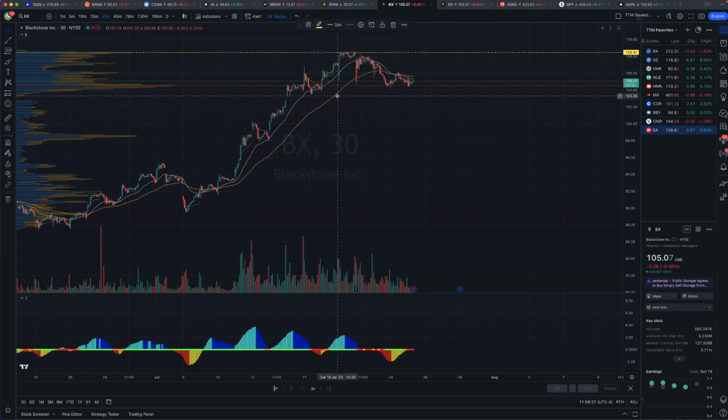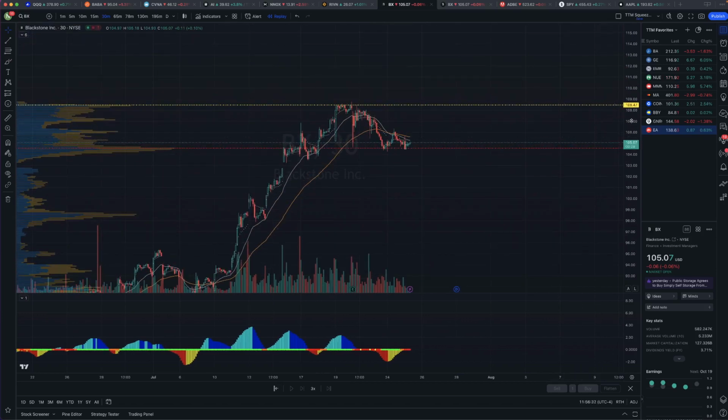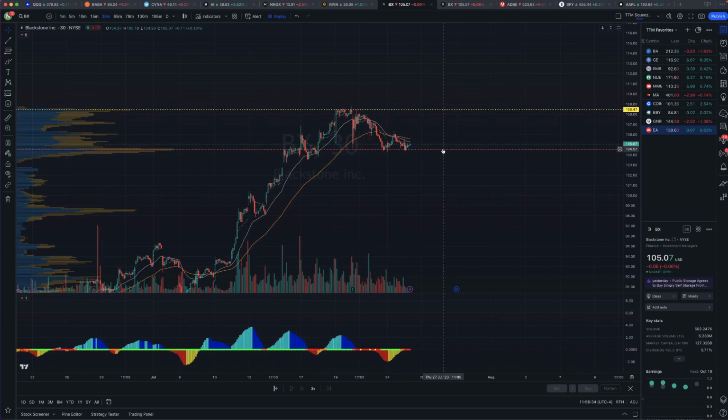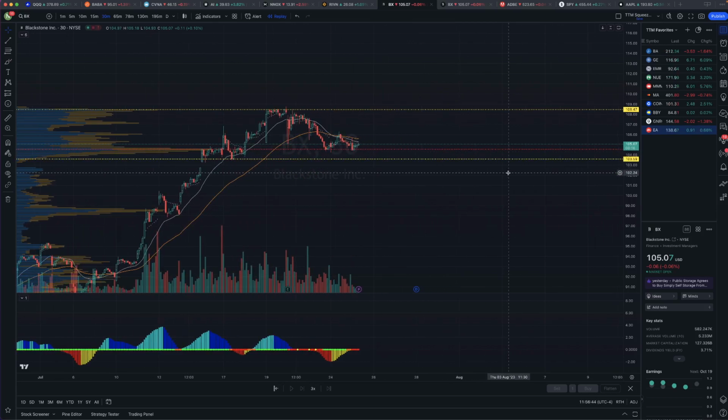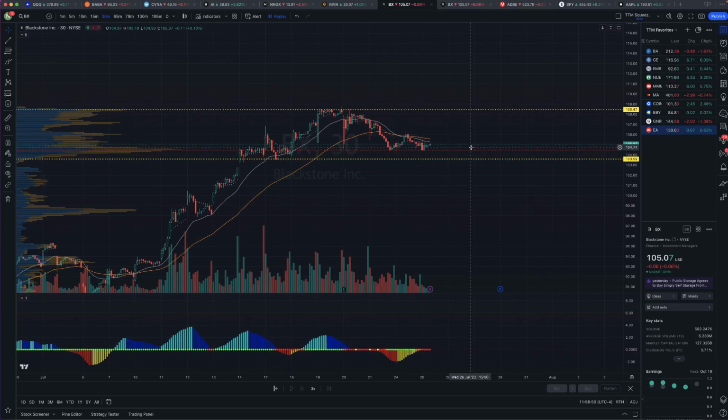I'm going to put a resistance level up there at 108.47. I'm going to put a true lower support level down here at 103.59, and plan to play it right here on this point of control at 104.48. I'm going to make that red.